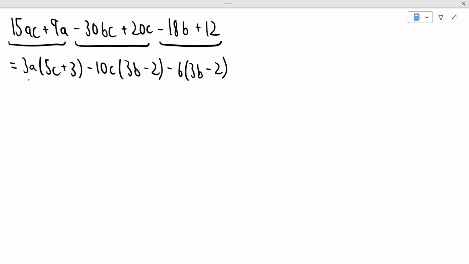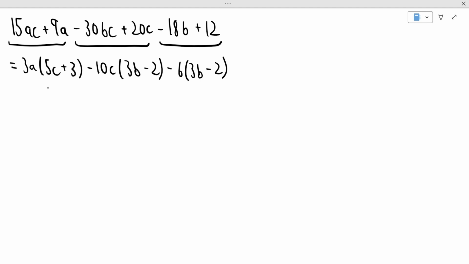The first term is 3a times parentheses 5c plus 3, but in the second term, we have a minus 10c times parentheses 3b minus 2. So there's nothing that all 3 terms have in common, so we can't take out the greatest common factor of anything from all 3 terms. So this means we have to do our factoring by grouping in a different way.